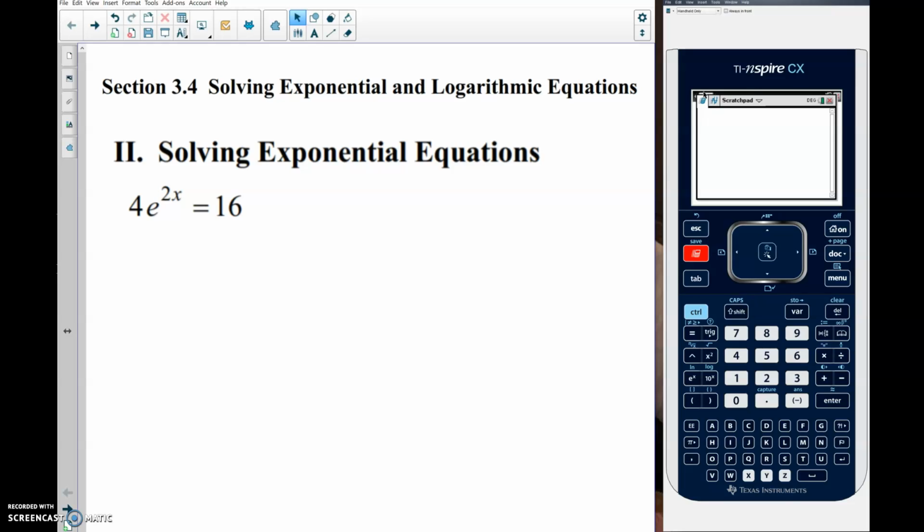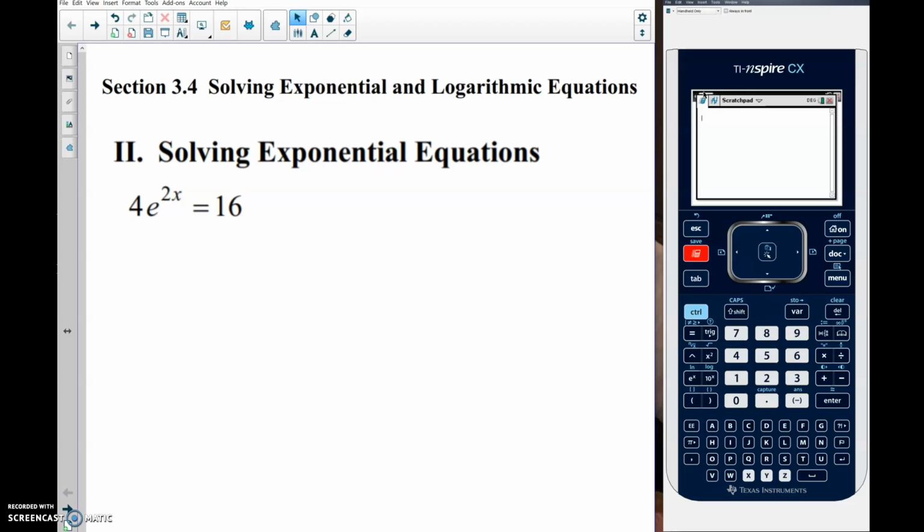Morning, guys. So we are going to review what we went over last week on section 3.4, solving exponential and logarithmic equations. We're going to focus on just solving exponential equations. Pause this video at any time and try to solve each of these equations on your own, and then press play and come on back and work through these problems with me.